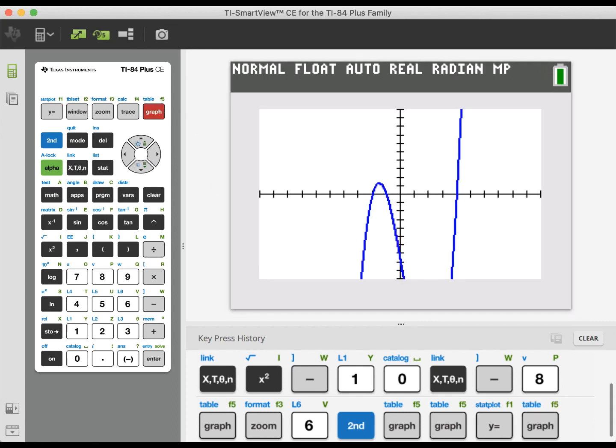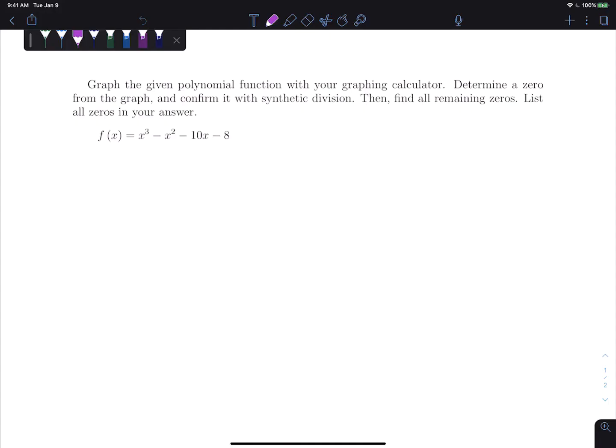Alrighty, I'm going to go back to the notes, and I will prove all of this. I'll see you there. Okay, welcome back to the notes. We've just shown using the calculator that -2, -1, and 4 are the zeros, but we want to prove it.